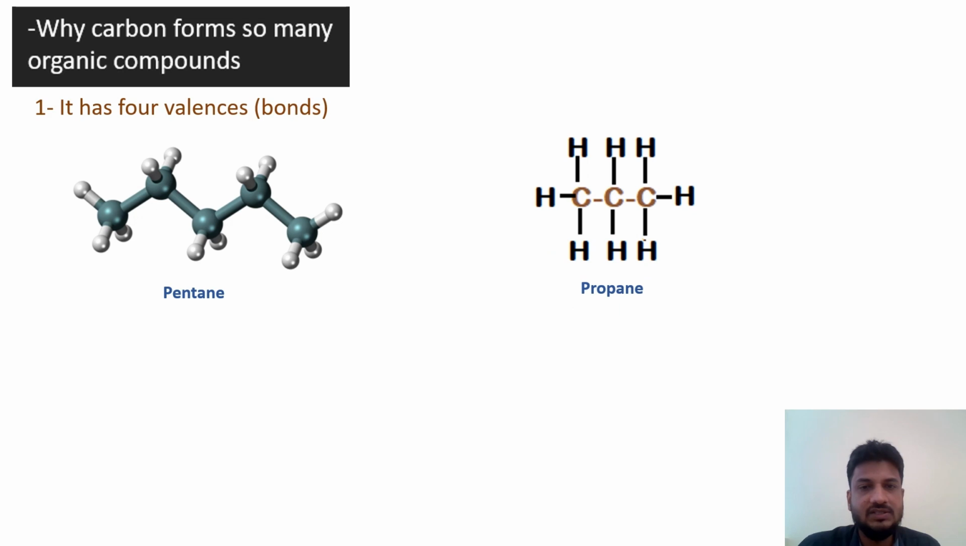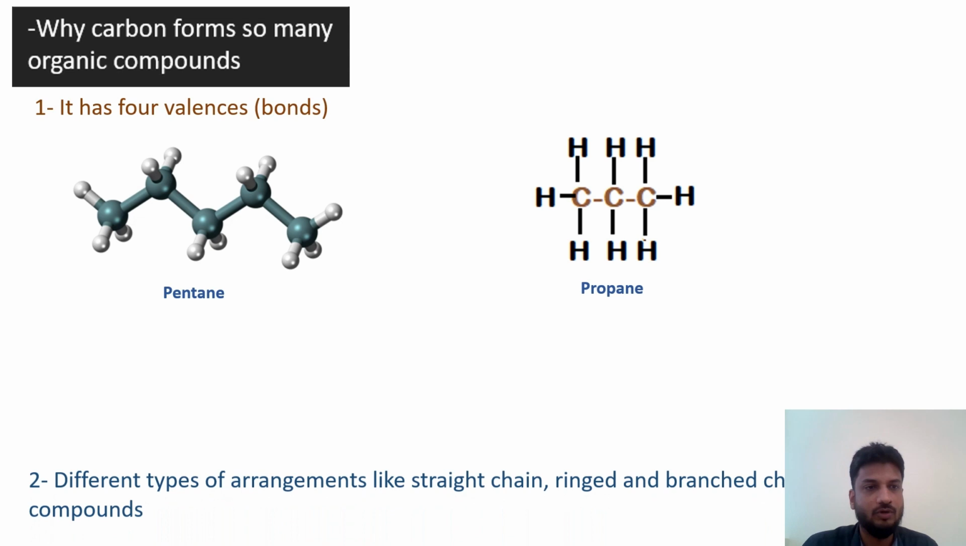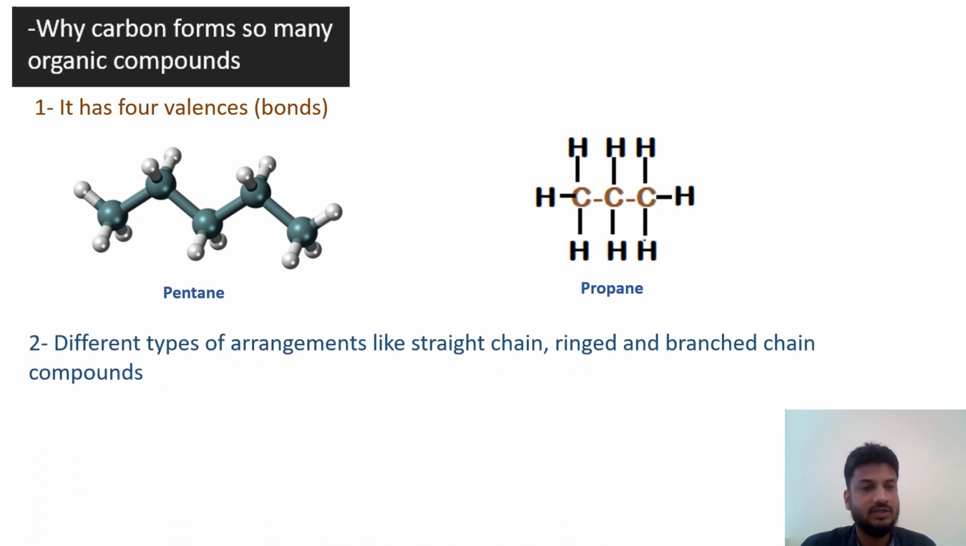Another example is propane. This is the structural formula of propane. You can see 1, 2, 3, 4 bonds for all the carbons. So this is the first reason: four sides a carbon can bond, and that's why many compounds it can form. Number two, it can form different types of arrangements: straight chains, ring compounds and branch chain compounds.